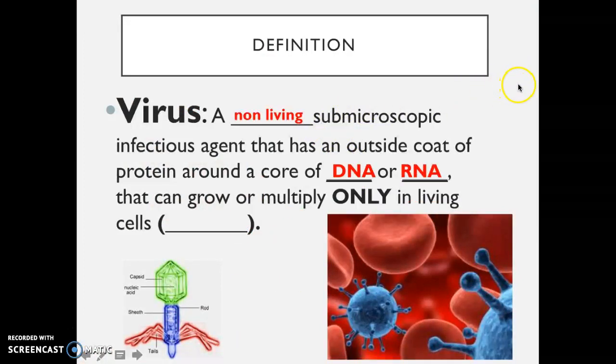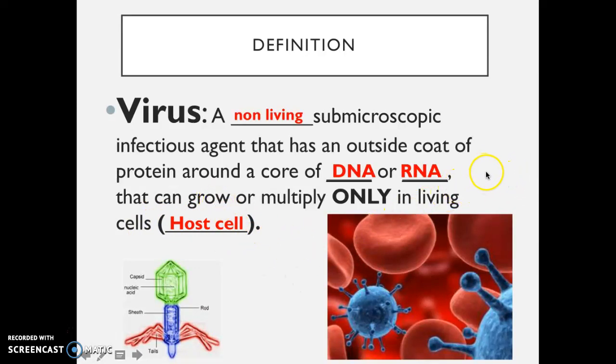The first thing is the definition of a virus. And here I have that viruses are non-living submicroscopic infectious agents that have an outside coat of protein around a core of DNA or RNA that can grow or multiply only, and that's important, only in living cells. And we're going to call those cells host cells, just like we call them in the case of parasitism. Okay, they're going to be called host cells.